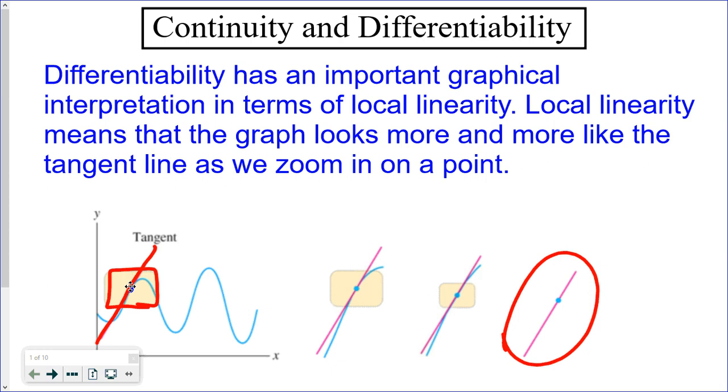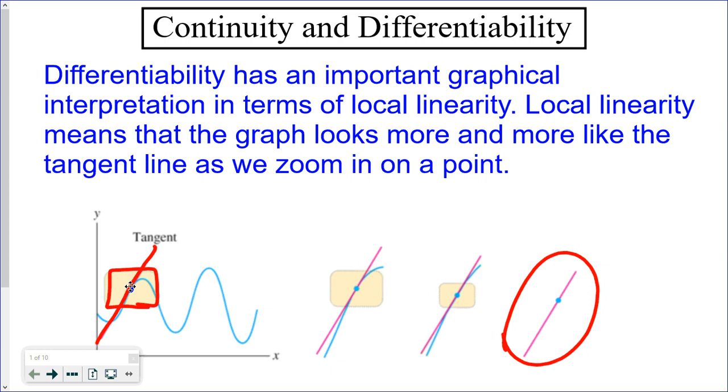Or local linearity means given the graph of a function that is curved, if you pick a point on the curve and you zoom in enough times, it's eventually going to look like a line. So that's what we mean. Local meaning at a point, and linearity meaning if you zoom in enough times, the curve is eventually going to look linear.